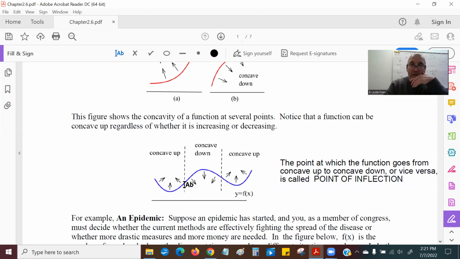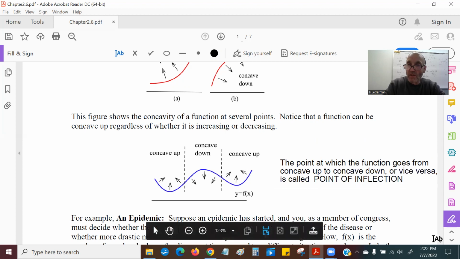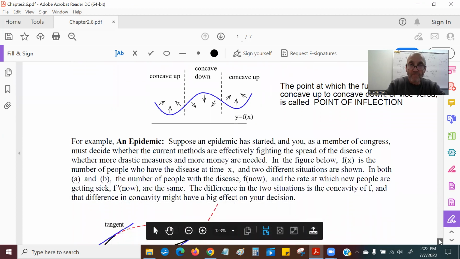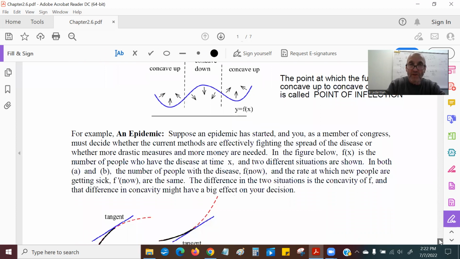So this point right here is a point of inflection because the curve is going from concave up to concave down. This point over there is a point of inflection because it's going from concave down to concave up. And we are going to see how that relates to the second derivative. But let's just look a little bit more.